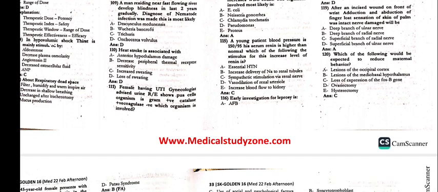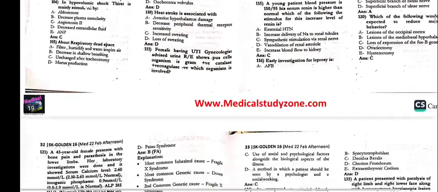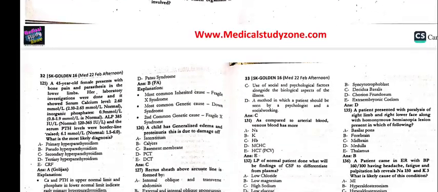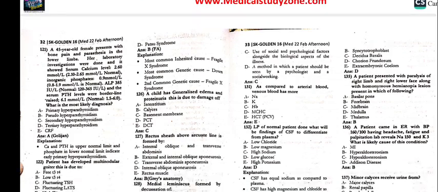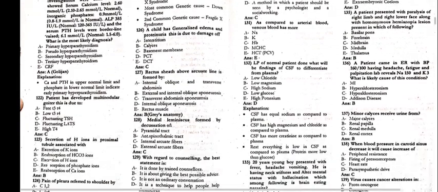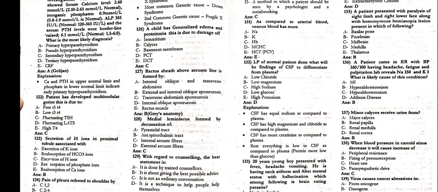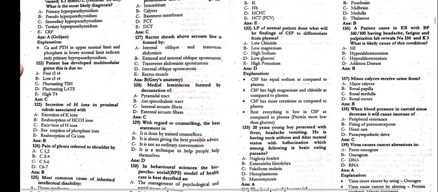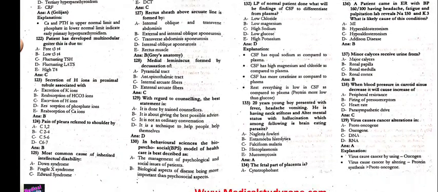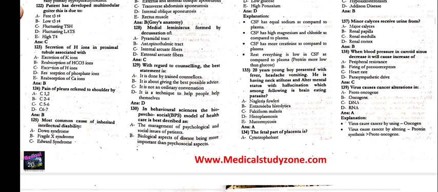120, which of the following would be expected to reduce the maternal behavior? Irritability, loss of expression of the FosB gene. 121, a lengthy scenario and it is linked to the primary hyperparathyroidism. 122, the patient has developed the multinodular goiter. This is due to fluctuating TSH. 123, the secretion of hydrogen ions in the proximal tubule is associated with the reabsorption of the bicarbonate ions. 124, the pain of the pleura referred to shoulder is by the C3-C5.